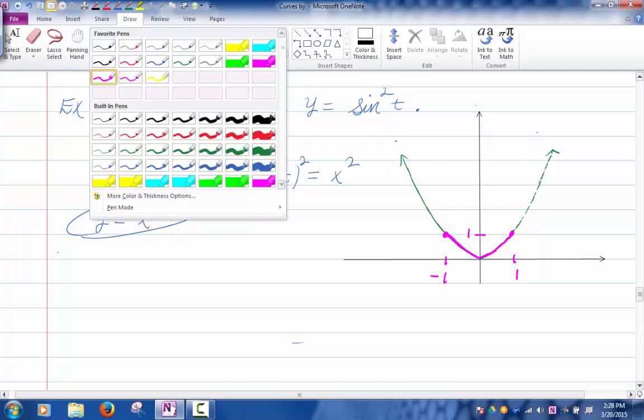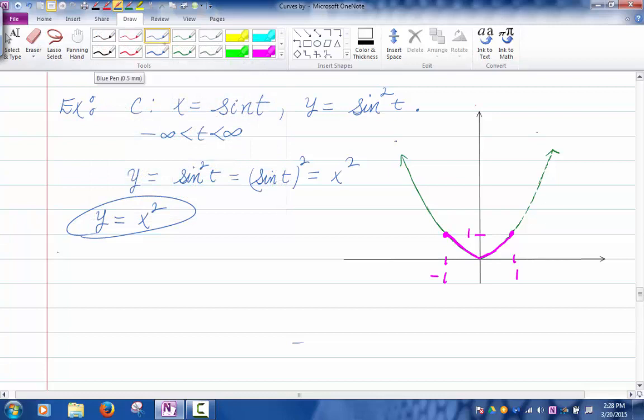So let's think about this for a second. Why is he saying that this is only the part? Well, let's think about x. What is x? X is sine t. Now, no matter what t is, can you give me an upper bound for sine t? 1. Can you give me a lower bound for sine t? Negative 1. So I know that no matter how big or small t is, x is always going to be between negative 1 and 1. Right away, that tells me that the curve is not the entire parabola. Because for the entire parabola, x could be anything, right?